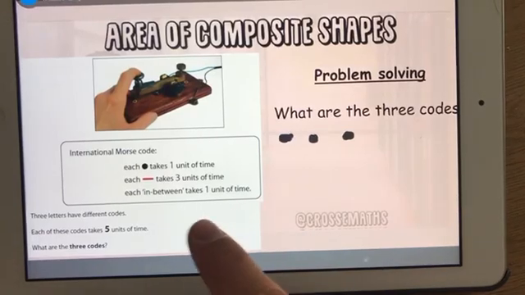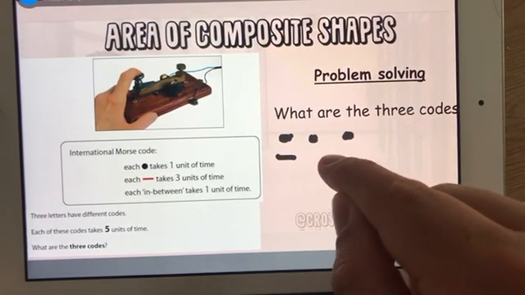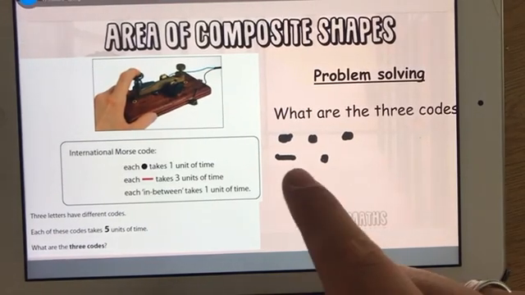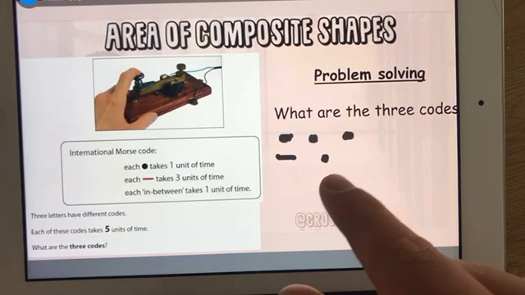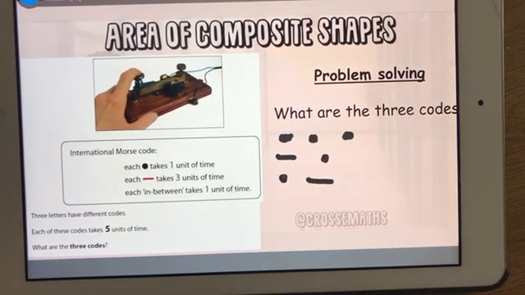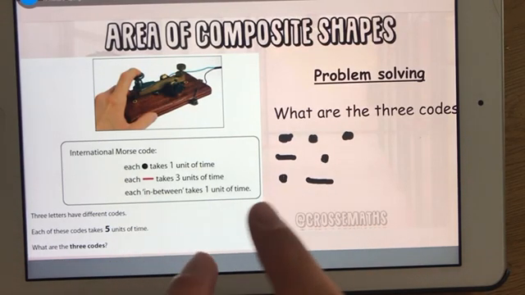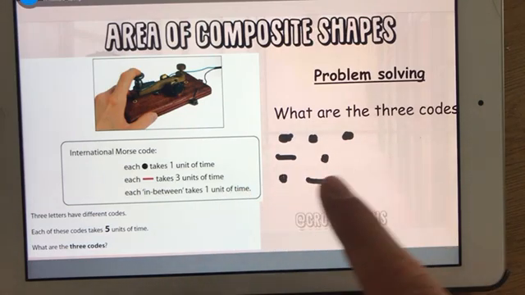That's the first one. A dash takes up 3. So if I do dash, gap, dot, that's 5 as well, because dash is 3, gap is 1, and dot is 1. Or I could do dot, gap, dot, gap, dash. That also takes up 5 as well. So it's all about Morse code, but it's about working out which way to put them to make it 5 units at a time. Those are the 3 ways. Each of those takes up 5.